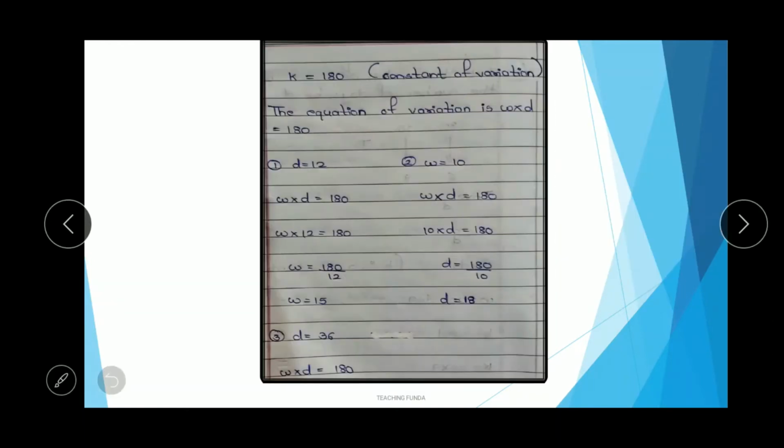Days 12, w into d again is equal to 180. So w into d is given 12. Do the calculation. 12 ones are 12, 12 15s are 180. So w is equal to 15.